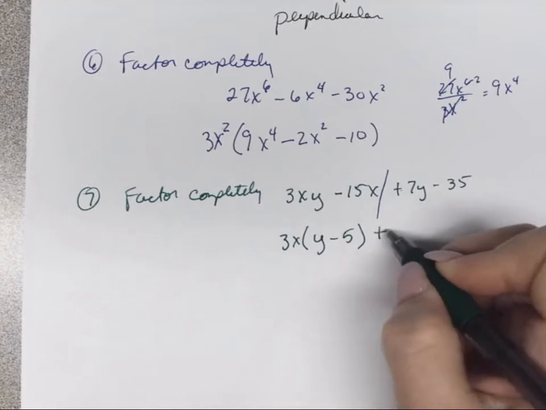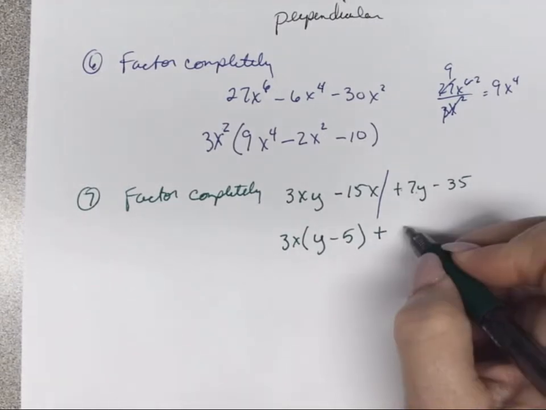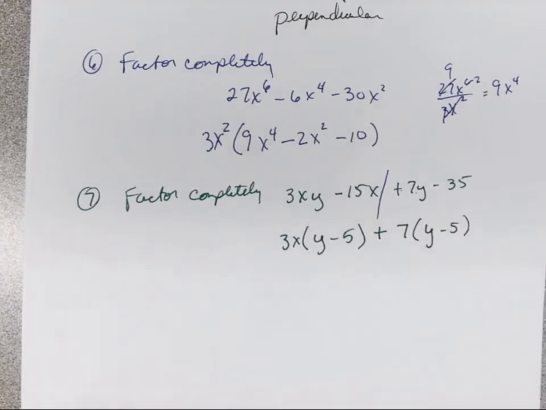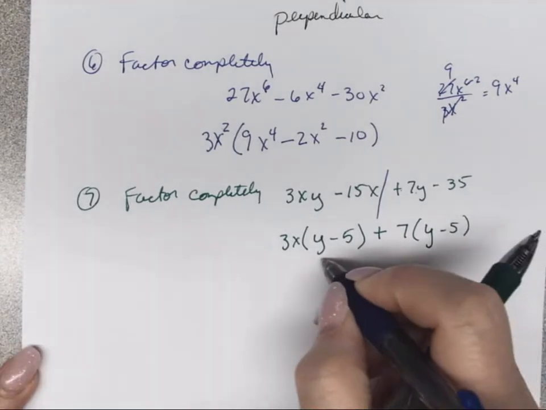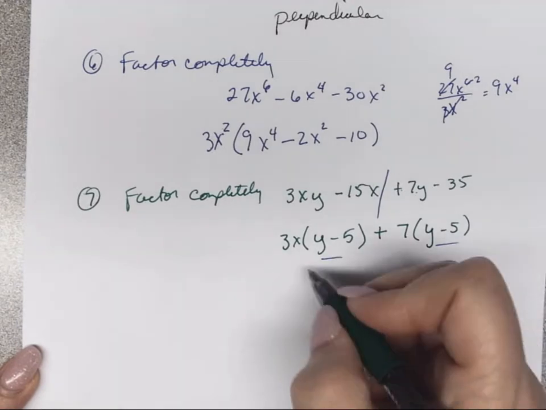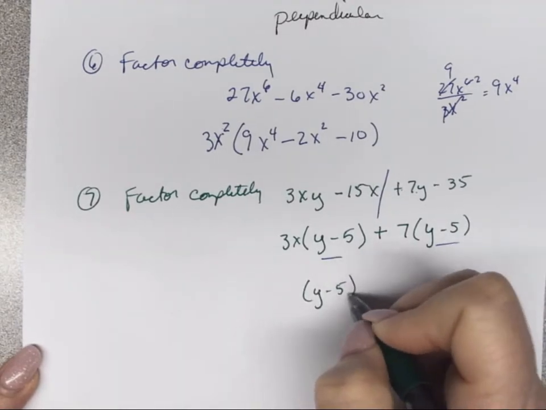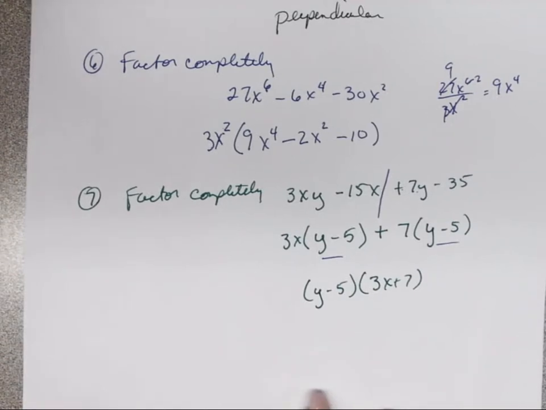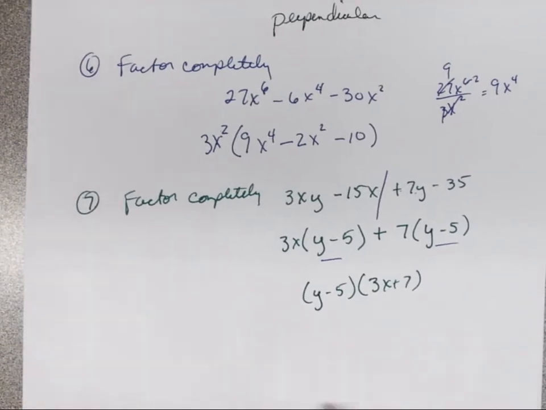Bring down your sign. Between 7y and negative 35, we can factor out a 7, and we get y minus 5 left over. You know you did it correctly if those match. We can now factor out y minus 5 and get 3x plus 7. So that would be our final answer for this one.